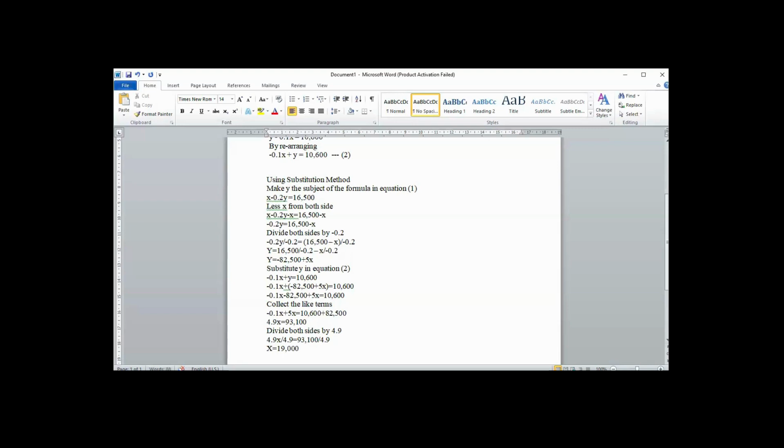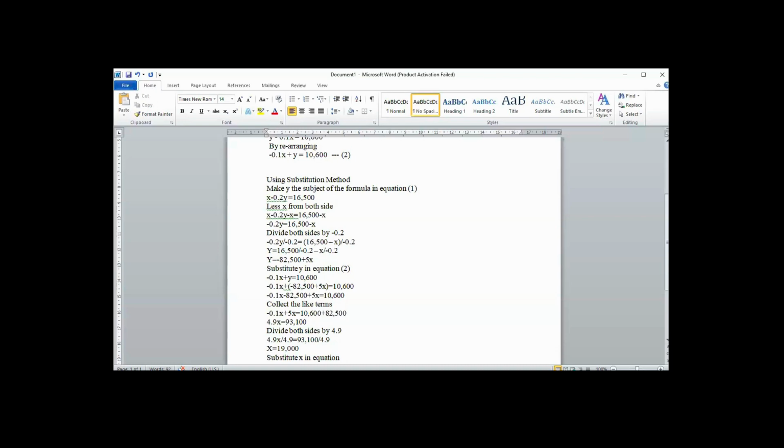Now substitute x and y. Substitute x in any of the equations, you can use now. Which one do we use? Any of the equations, either one or two, you can use now. So I'm confused.